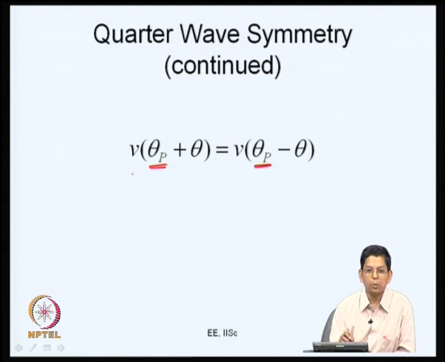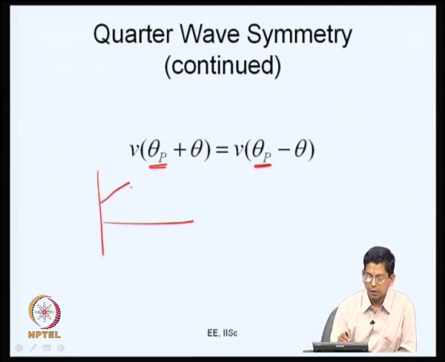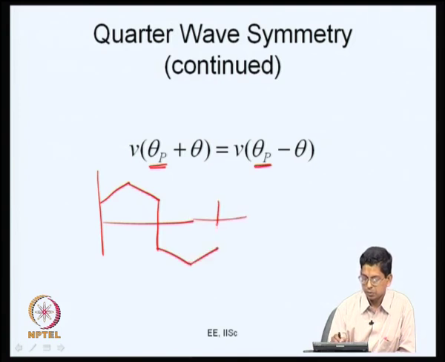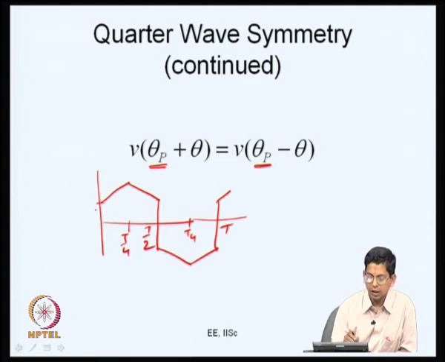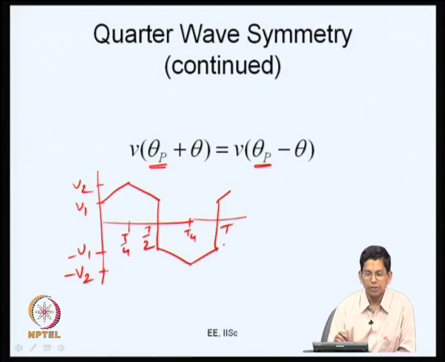So, if this property is satisfied in addition to half wave symmetry, we call this quarter wave symmetry. Let me construct one other waveform here. Let us say a waveform like this. This is T, this is T by 2 and this is T by 4, and these values are, let us say, V1, V2, and the same values with negative sign, minus V1 and minus V2. So, this has half wave symmetry and also quarter wave symmetry.